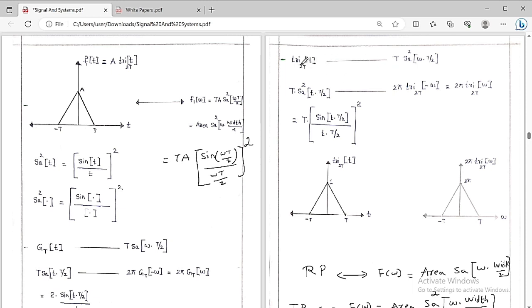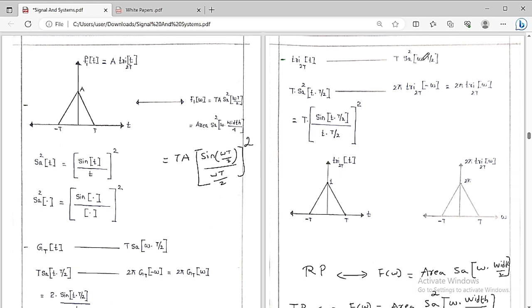This is a standard triangle signal of peak value 1 with a width of 2T. Then what is the formula? Area into sinc of omega into width by 4, whole square. So what is the area? Area is half into base 2T into 1. So 2T cancels, we get T into sinc of omega into width 2T by 4, which means T by 2, whole square, sinc square.